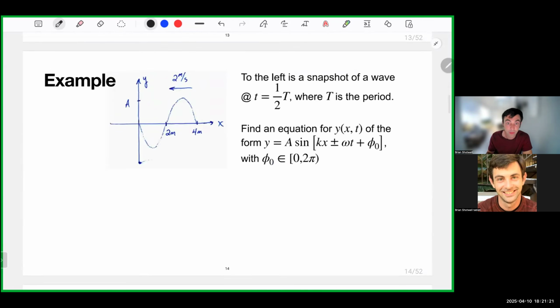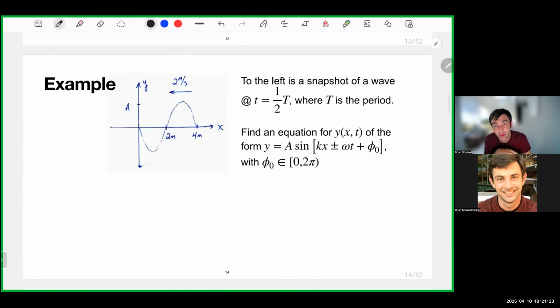One last example for this video. To the left is a snapshot of a wave at t equals 1/2 times the period. Okay. So the graph in blue, I think that's blue and not purple. Let's call it blue. So this is 1/2 period. Where was the graph at t equals 0?